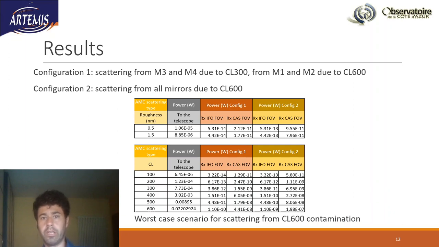We consider only contamination, since it's the biggest contribution, and in the first configuration we consider a realistic scenario in which the internal mirrors M3 and M4 are cleaner, they have a CL of 300, than the external mirrors M1 and M2 that have a CL of 600. In configuration number 2, instead, we show a worst case scenario in which we have scattering from contamination of level 600 from all 4 mirrors.